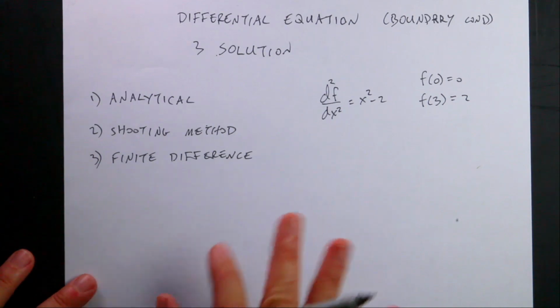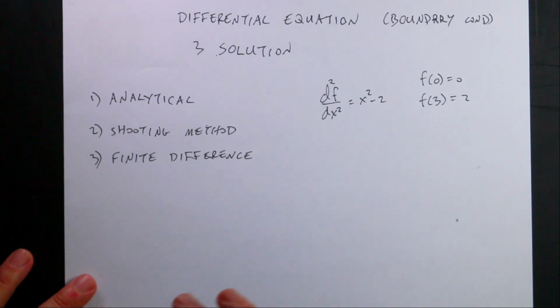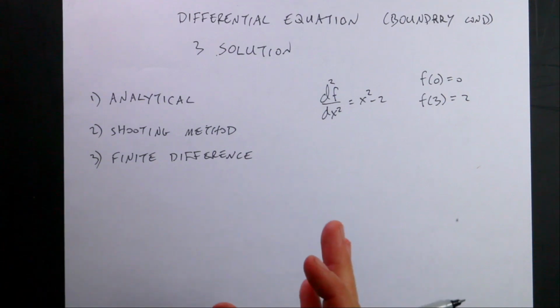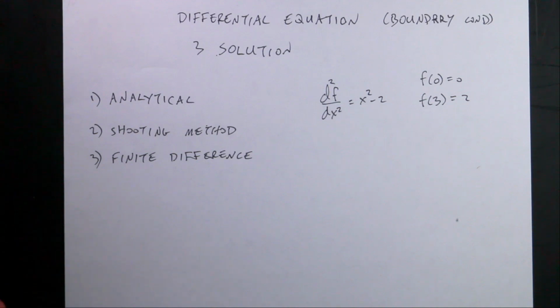Now, the most common thing that you'll see in introductory physics is a differential equation with initial conditions. So this is an equation that depends on time, and you know the position at t equals 0 and the velocity at t equals 0 or something like that, and that's a little bit different. So this is a boundary condition differential equation.